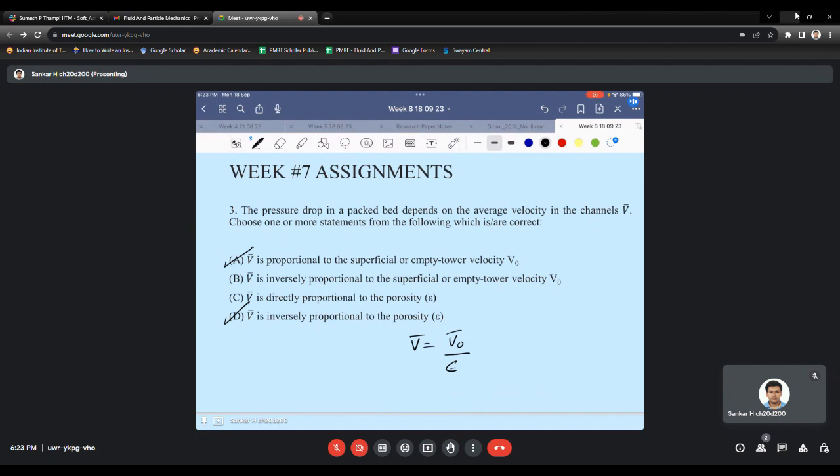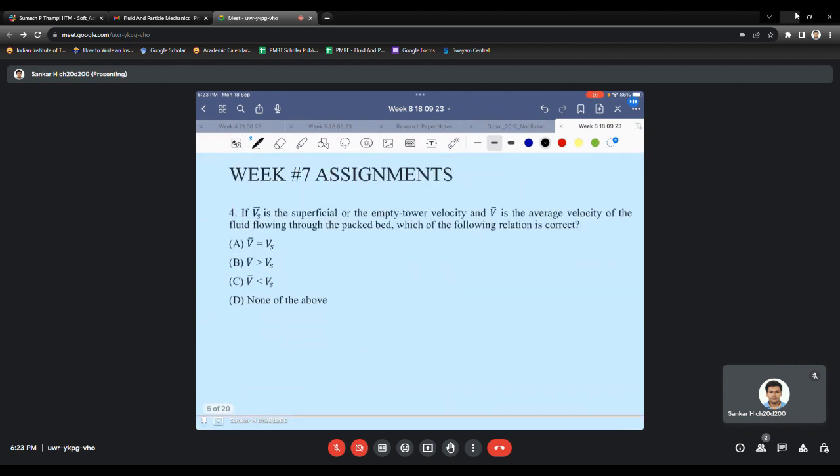Let's move on to the next question. Question number 4. If V bar S is the superficial or empty tower velocity, and V bar is the average velocity of the fluid moving through the packed bed, which of the following relations is correct? Or what can you say which is higher as compared to the other one?